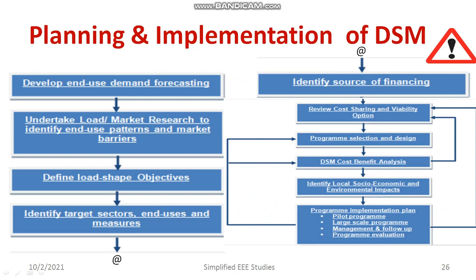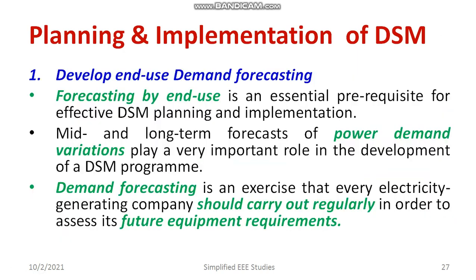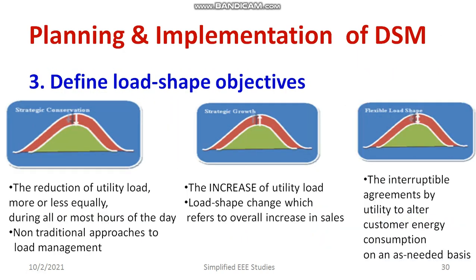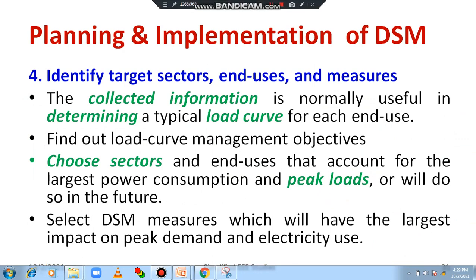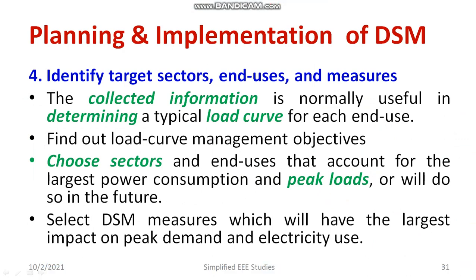Next, looking at the fourth point, identify the target sectors, end use and measures. That is the fourth step of planning and implementation of demand side management. Here, the collected information is normally useful in determining the typical load curve, so data collection is important.